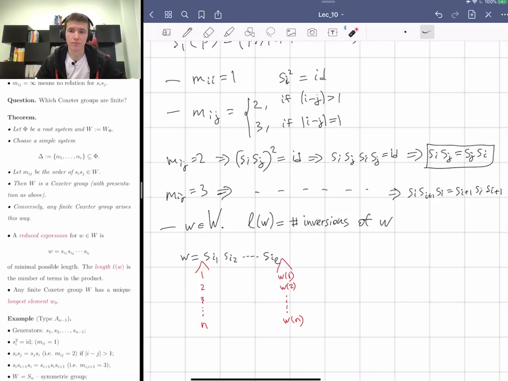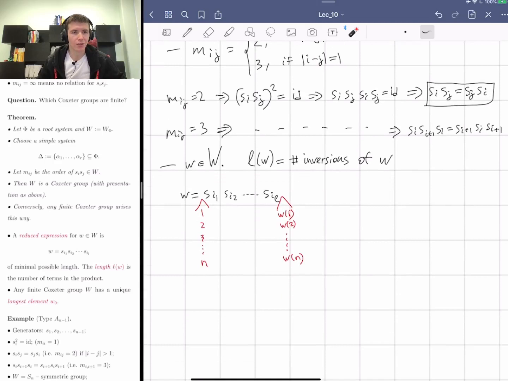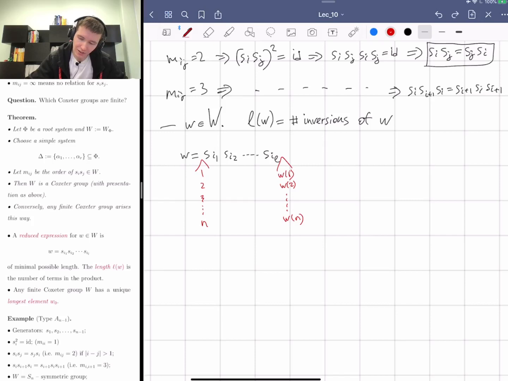Okay. And now I think, all right, the next question is, what is the longest element?